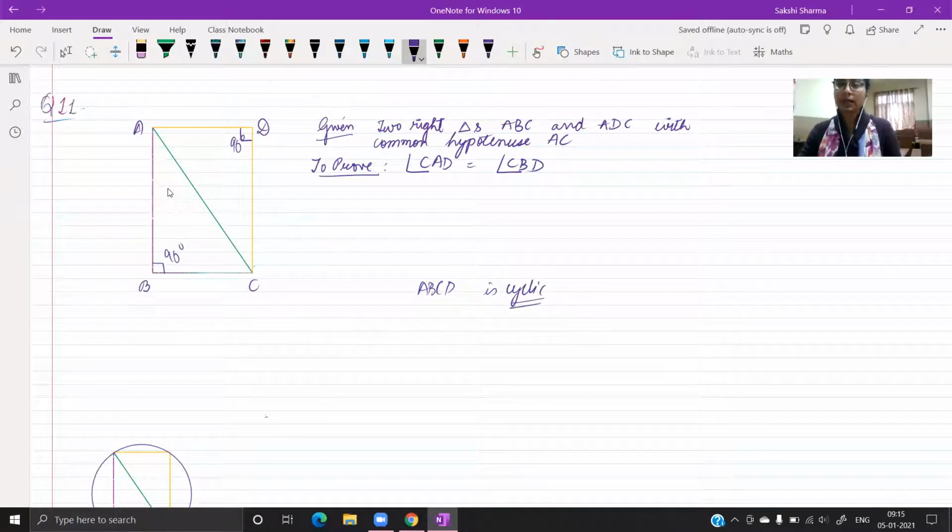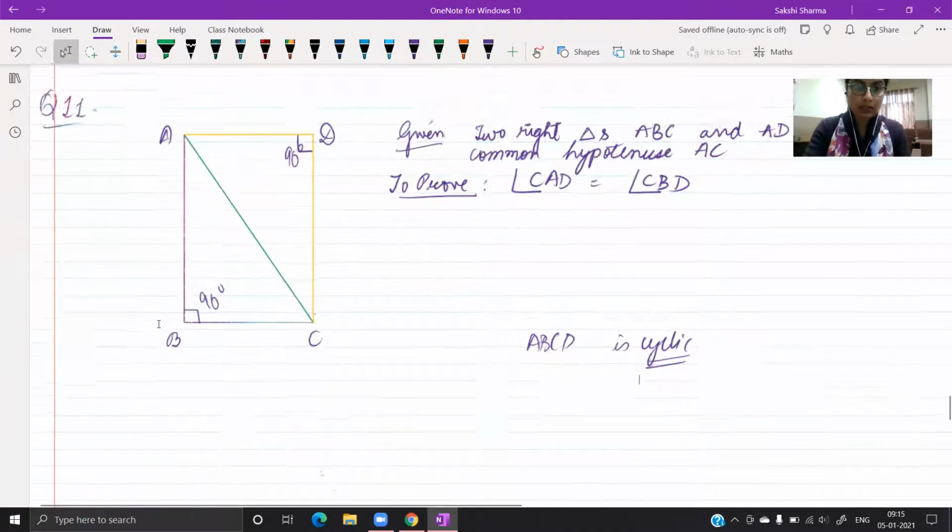ABCD is cyclic. That will be step 1. Don't write this down, I'm just going over it roughly here. Once you've proved ABCD is cyclic, that simply means that a circle can be drawn passing through all four points A, B, C, D. And I have done that here.